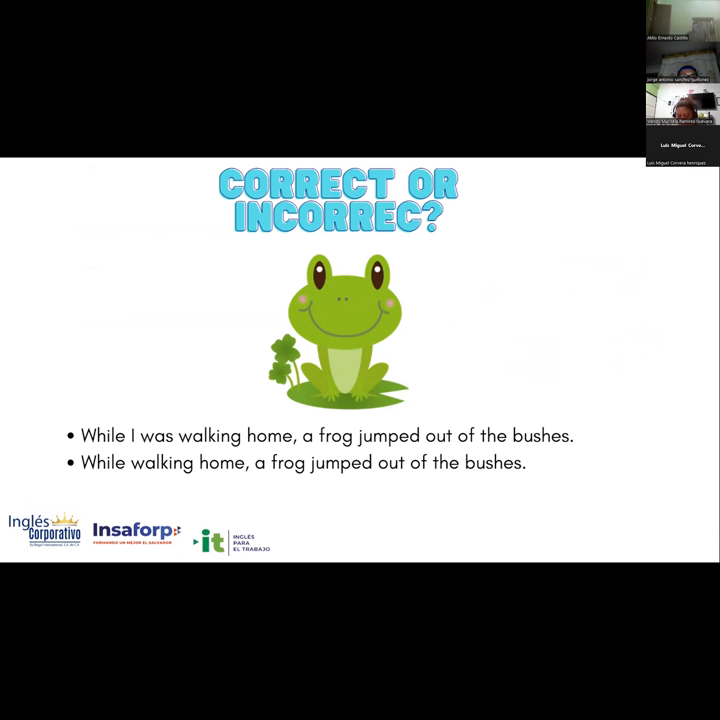This is incorrect because it's not the same subject. The first is me, and the second is the frog. Excellent. So it is incorrect, right? Why? Because as you mentioned before, we have I. While I was walking home, a frog jumped out of the bushes, right? If the sentence was, while I was walking home, I jumped out of the bushes, or I saw a frog jumping out of the bushes, well, in that case, yes. You see? So, very good. It is incorrect because of that, right? Very good.